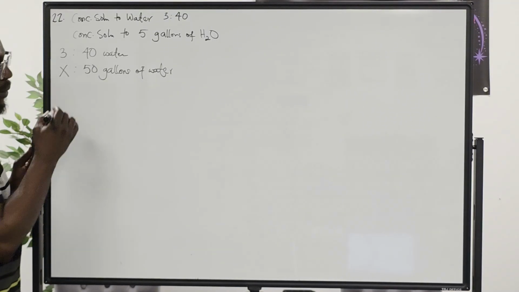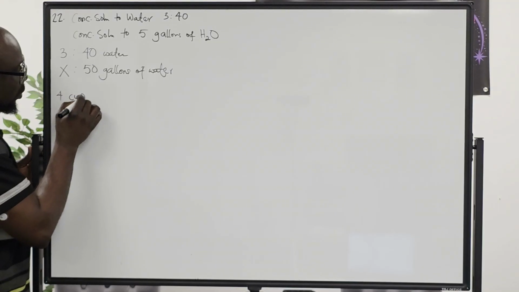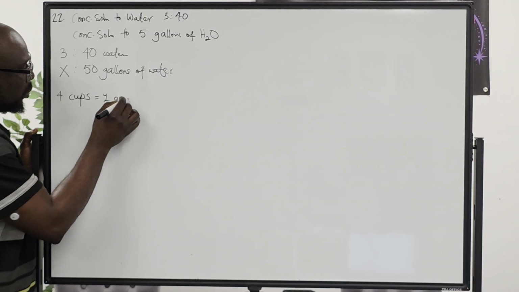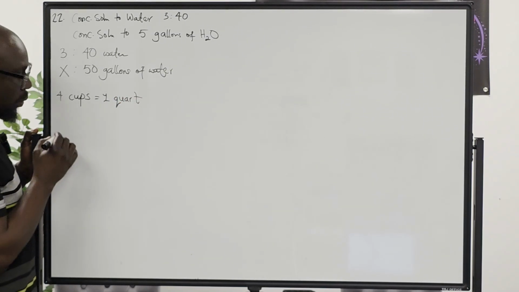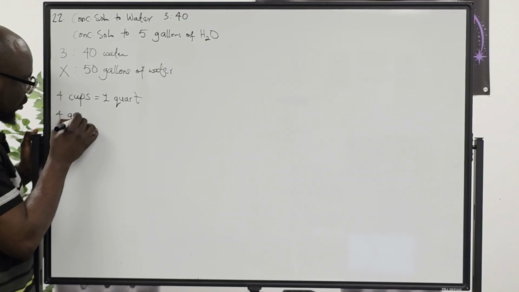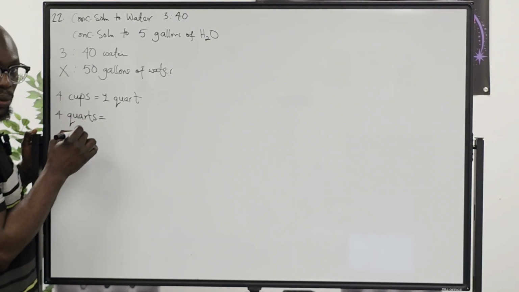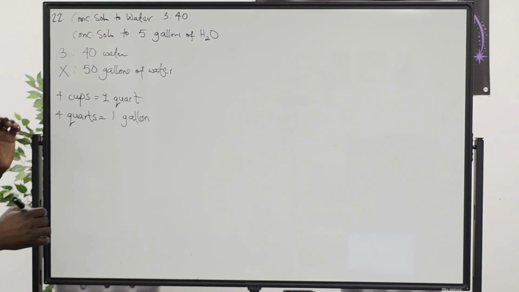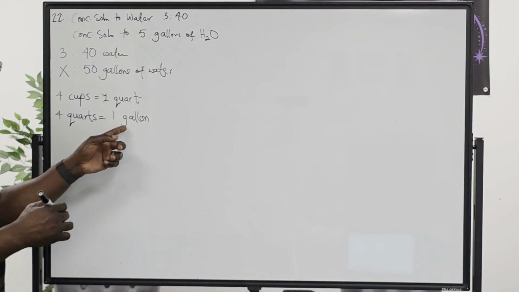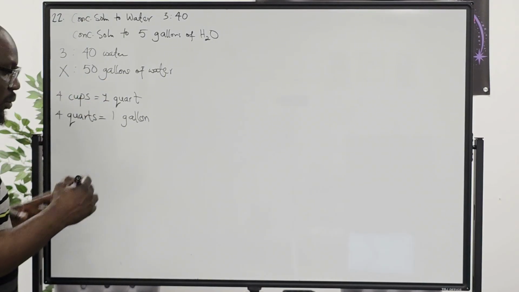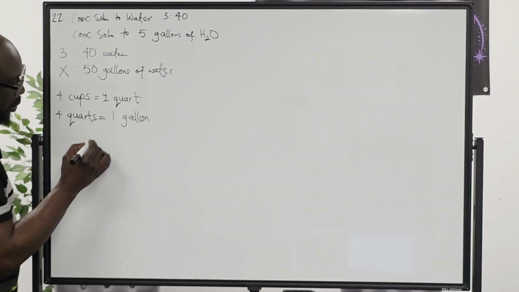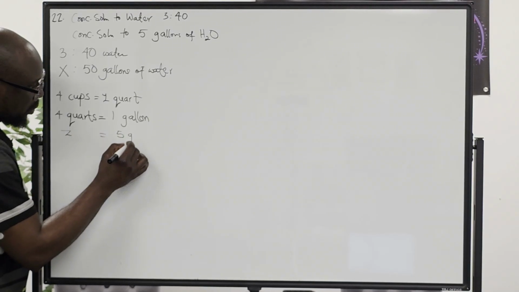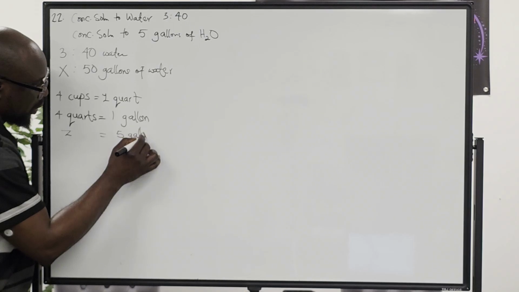So they gave us that 4 cups is equal to 1 quart. And they said 4 quarts is equal to 1 gallon, all right? So we know how many gallons we have. So let's convert this gallon to quart so we can convert the quarts to cups. That's simple. If 4 quarts give you 1 gallon, how many quarts, let's call that Z, will give us 5 gallons, right? So let's quickly find that information.